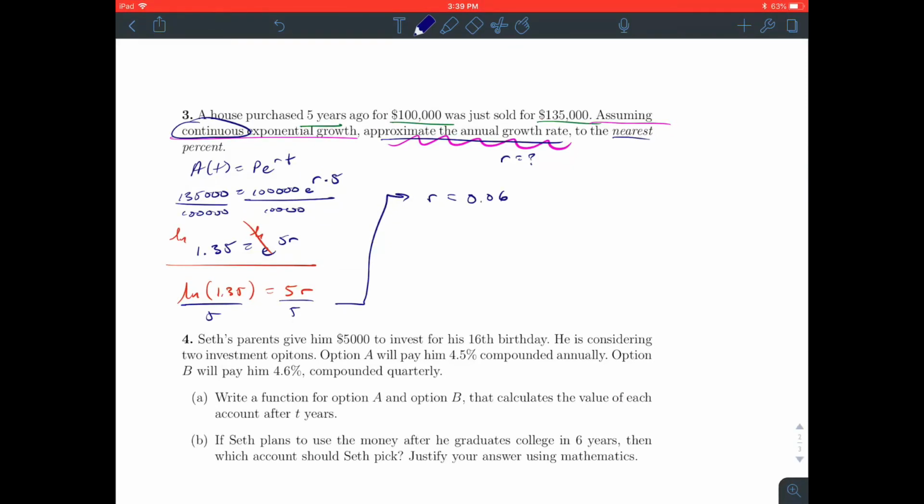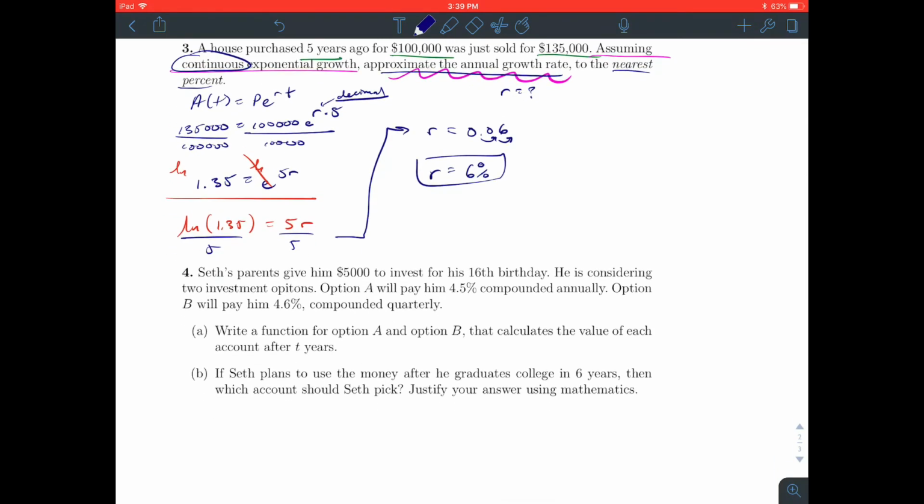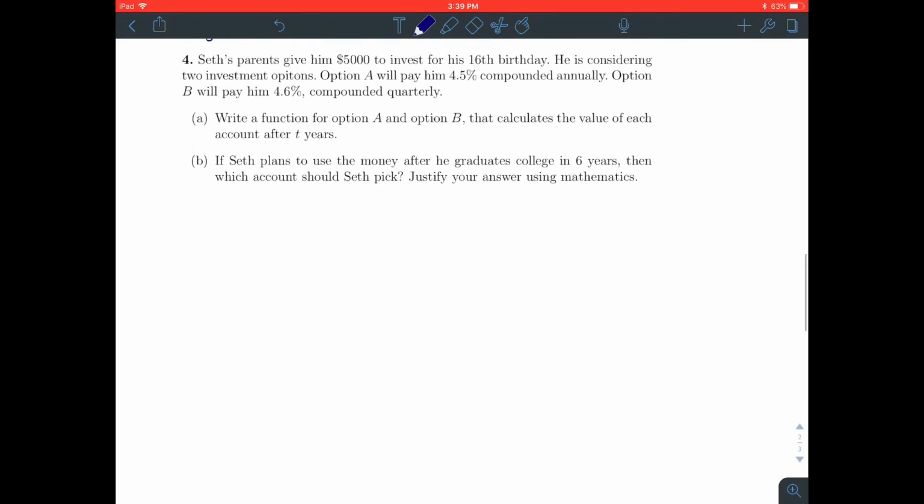And that's a trick answer because they want it to the nearest percent. So whenever we use a formula, r is going to be the decimal version of that formula. And we really want the percent version of r from our formula. So we turn r into a percent by moving the decimal 2 spaces to the right. And we get r equals 6%. Fantastic.